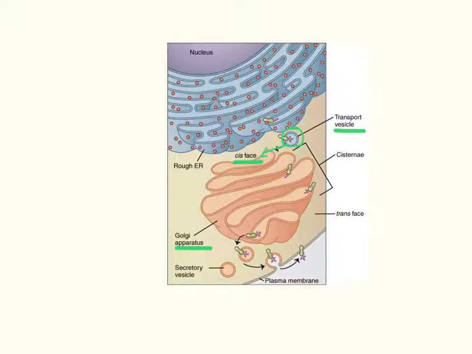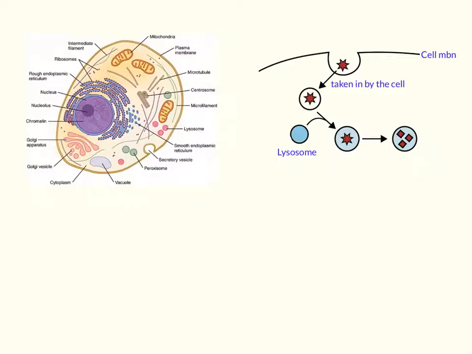The Golgi will modify the products, tag them, and redistribute them. The products exit out of the trans face of the Golgi by pinching off in secretory vesicles. The ER and Golgi are the major components of the endomembrane system. One of the products of the endomembrane system is a structure called the lysosome.